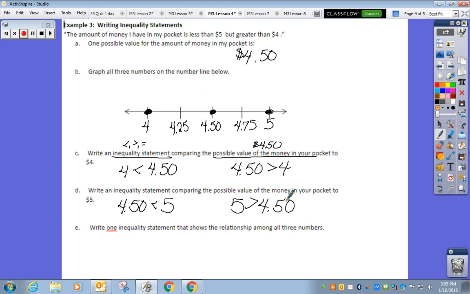Now it's asking us to write one inequality statement that shows the relationship among all 3 numbers. In other words, this is basically asking us to write it least to greatest, but instead of using commas, we're going to use inequality symbols. So the smallest one is 4. 4 is less than $4.50, which is less than $5. Notice this is just least to greatest, but with inequality symbols showing us instead of commas. We can also do greatest to least. 5 is greater than $4.50, which is greater than 4.